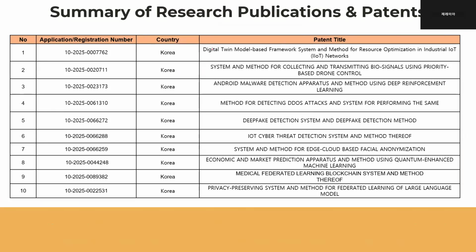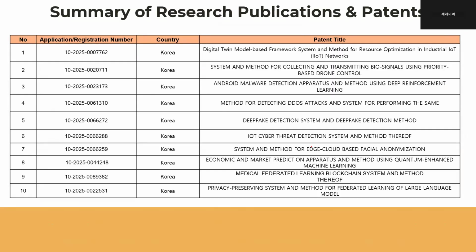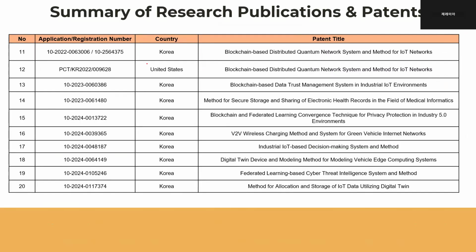Here is some of the research publications and patents. The first one is the patent with the title you see here, Digital Twin Model-Based Framework System and Method for Resource Optimization in Industrial IoT Networks. There are also a couple of others here, as you can see, in terms of patents, and the list goes on. Mostly they were filed in Korea, and there is one registered in the United States, on blockchain-based distributed quantum network system and methods for IoT networks.